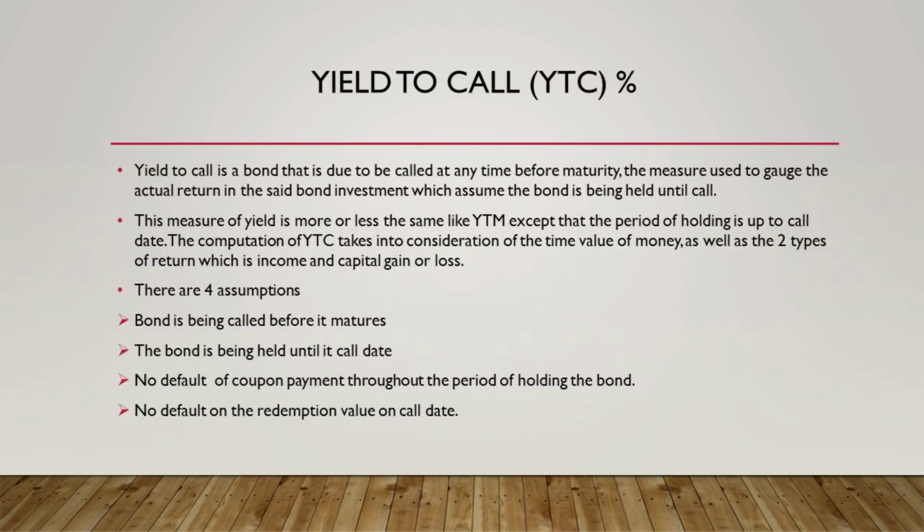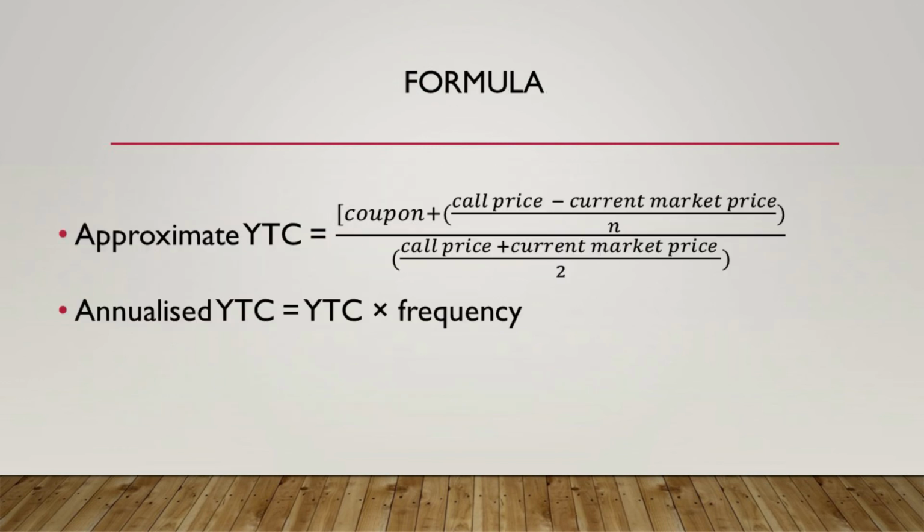The third yield is yield to call. Yield to call applies to a bond that is due to be called at any time before maturity. The measure used to gauge the actual return in the said bond investment assumes the bond is being held until call. This measure of yield is more or less the same as YTM, except that the period of holding is up to call date. The computation of YTC takes into consideration the time value of money, as well as the two types of return, which is income and capital gain or loss. So this is the formula for YTC.